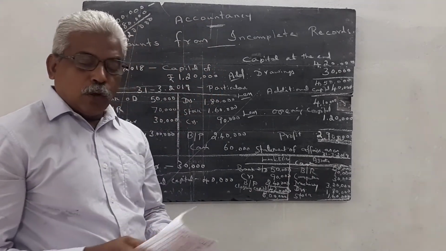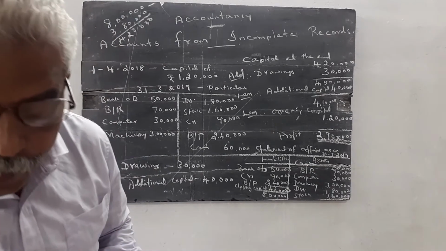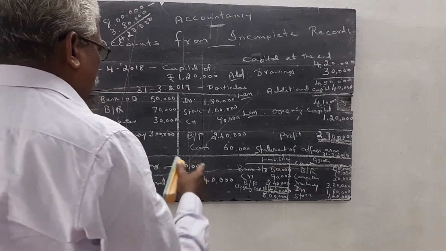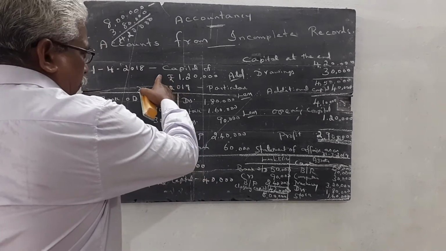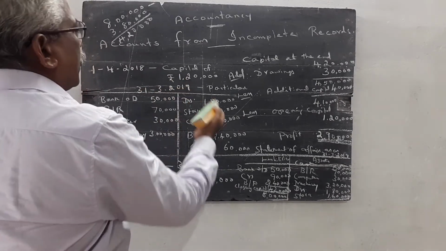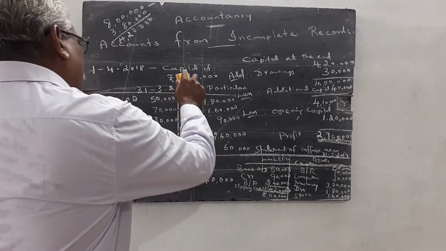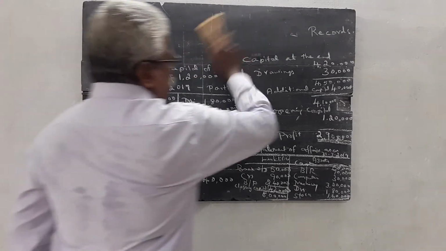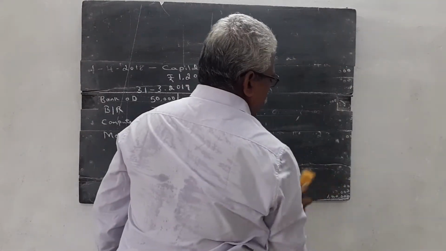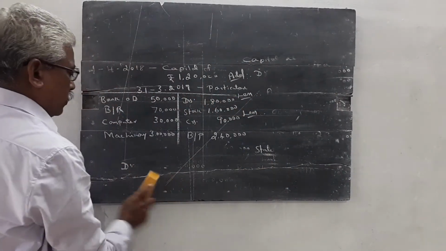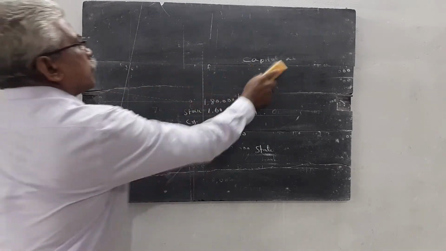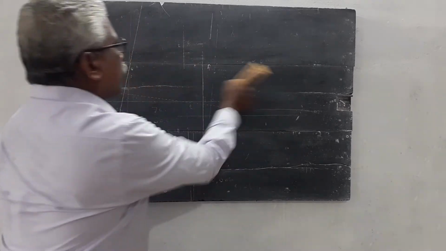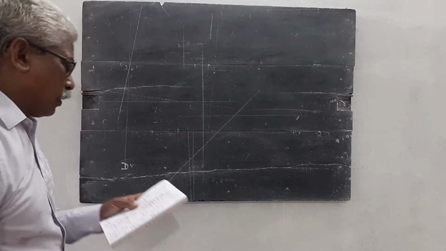Then we do the next problem. The same procedure, but some differences. Here opening capital is given. In the next question, opening capital is not given. Opening capital and closing capital we have to find out. So first we write the question.